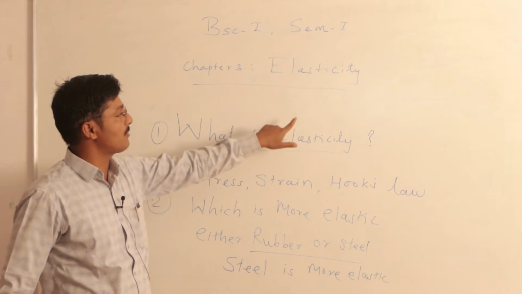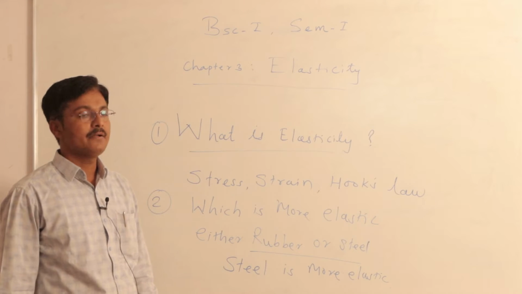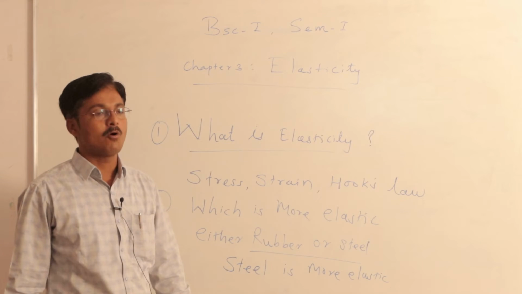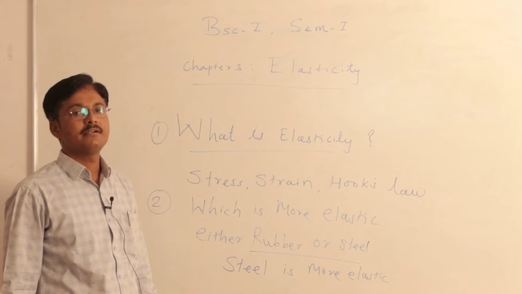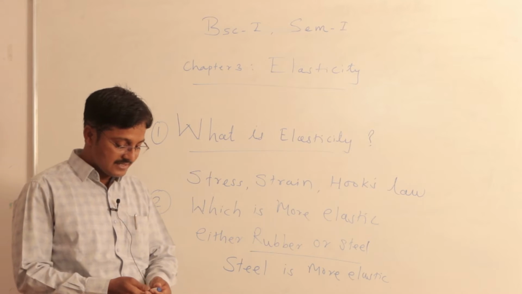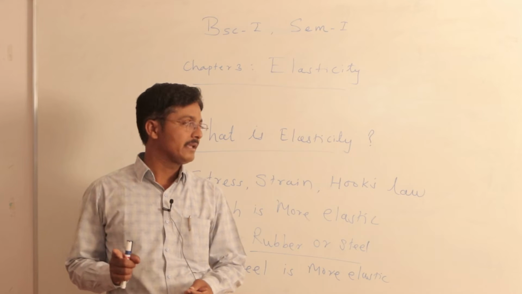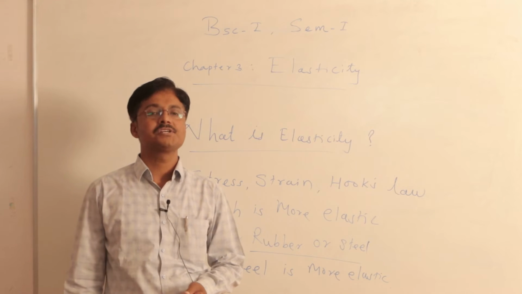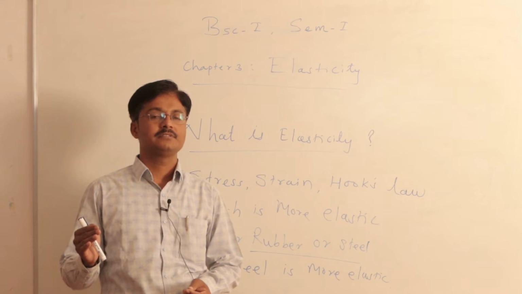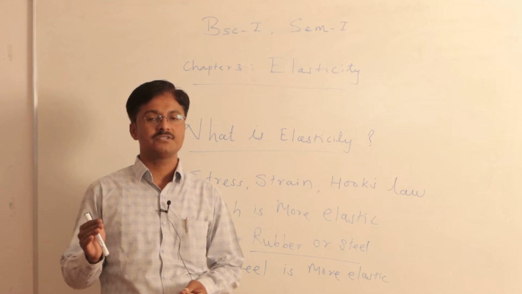So elasticity is the physical property of the body or material by which an opposing force acts on the body when the body is deformed from its original size and shape. So what is elasticity? It is the physical property of the body or material by which the body tries to regain its original position when it is stretched by deforming forces.